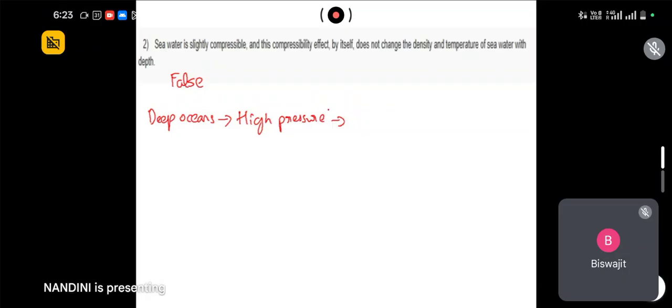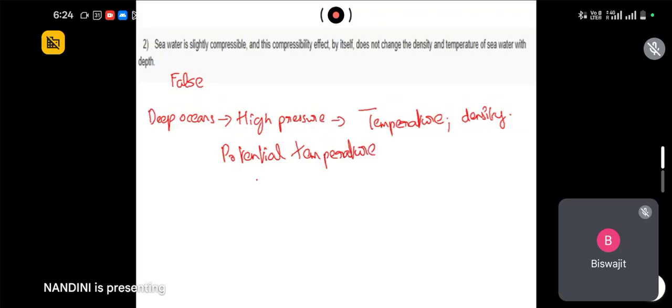Since seawater is compressible, it matters at what level we are considering it. So when we look at the temperature and density profiles, instead of using the actual temperature and density, we use what is known as potential temperature and potential density, in order to account for the variation of the density of the seawater with respect to depth.